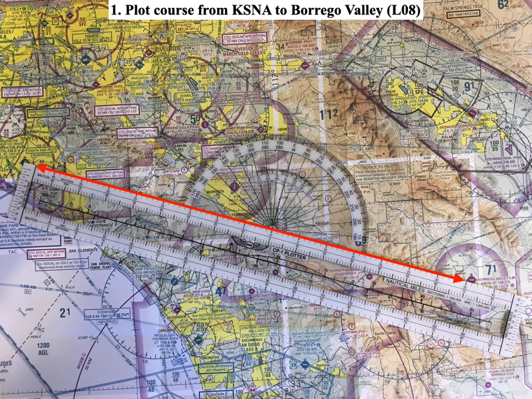The first step is to use our plotter to draw a straight line between the two airports. It's a good idea to use a pencil first to make sure the course line is drawn properly, then go over it with a highlighter so you'll be able to see it well in the cockpit. A yellow highlighter is not recommended, as this color is used all over the sectional chart to designate a populated area. Bright pink works very well.